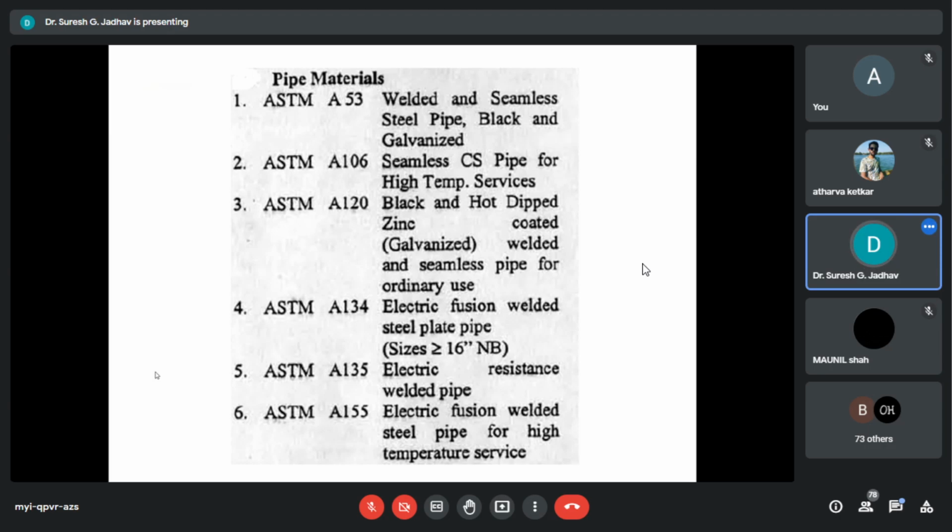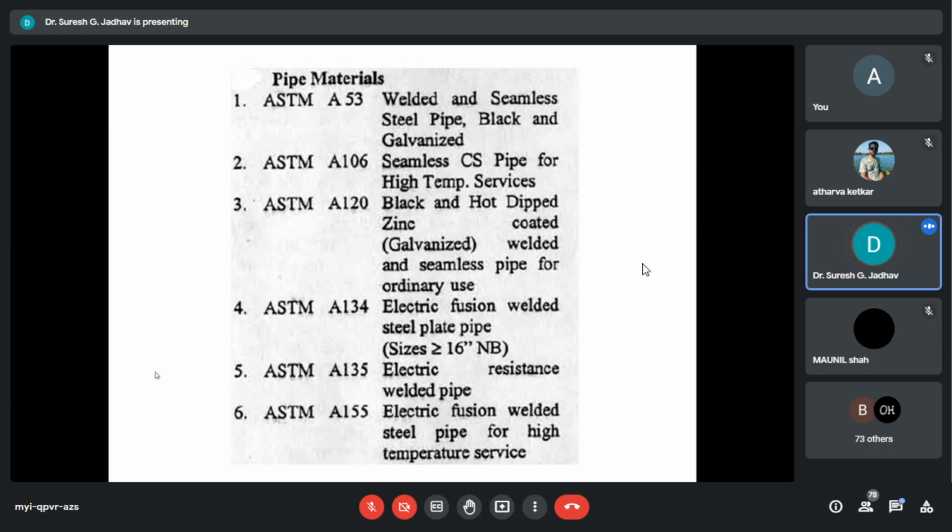Now, these are the pipe materials. Once we manufacture the pipes with the help of welded and seamless methods, as per the ASME standards and ASTM standards, we have to pick the materials, ASTM A53.